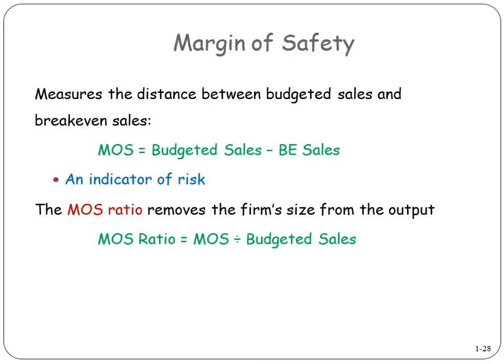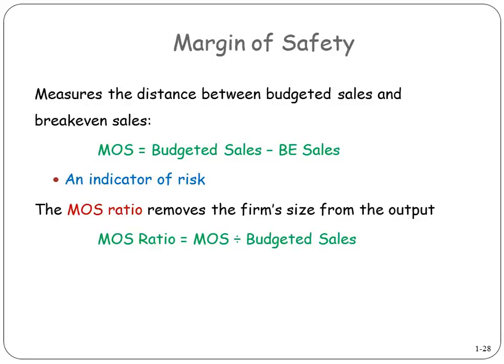The margin of safety measures the distance between budgeted sales and the break-even amount. That's your safety level. So you have a budget that says we're going to sell 100 units. We've calculated that 80 units are needed in order to break even. That's an indicator of risk. If your budget is close to break even, you're at risk of losing money. So your margin of safety is how far you are from breaking even.